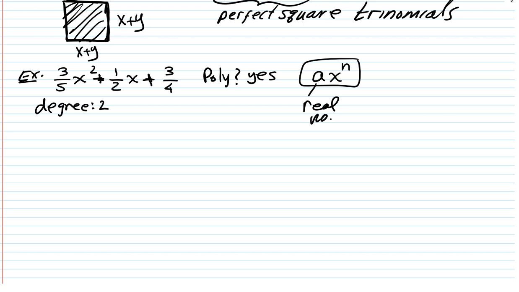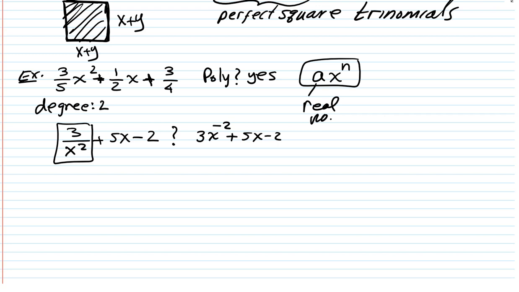What if I have 3 over x squared plus 5x minus 2? Is this a polynomial? Because the question is right in here, right? The variable is in the denominator. So let's rewrite this first fraction as a negative exponent. It's going to look like that. Remember, n has to be a whole number. That means 0, 1, 2, and so on.